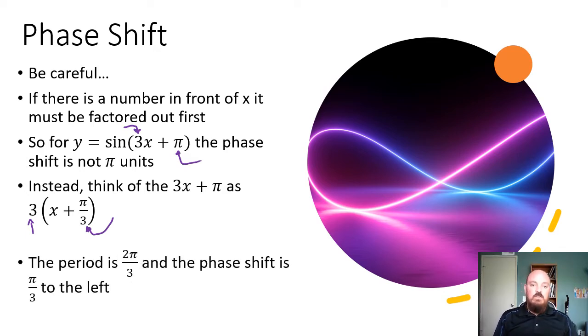So the actual phase shift here would be pi over 3 units to the left, because you end up with a plus pi over 3 there. And then the period, which I mentioned earlier, you take your regular period of 2 pi, you divide it by 3, or you make it 1/3 the length. So that's how phase shift works, and just be careful with that. When you're doing a phase shift, if there's a number in front of the x, you have to factor that number out first to see what the phase shift is going to be.